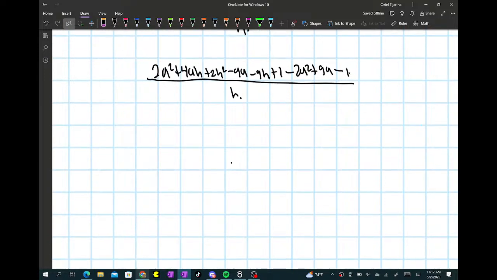This becomes, so we do this here, that cancels out, this cancels out, and this cancels out. So you have to kind of see your like terms very clearly. You have to kind of have a good eye for that. And if you don't, you can always just circle them to make it look easier, right? And then finally we have 4ah plus 2h squared minus 9h, and then all over h.